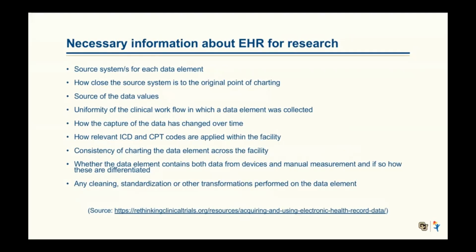Uniformity of workflow would include, for example, whether it is institutional policy to collect this data element. If not, then it may be more likely to be missing. Consistency of charting could include how and why data elements are missing or may be recorded elsewhere, such as in free text fields. Data cleaning and standardization issues of importance would include whether outlying values are removed from the record automatically or just flagged as anomalous. Each of these pieces of metadata can be helpful to the interpretation of results from an analysis of EHR data.